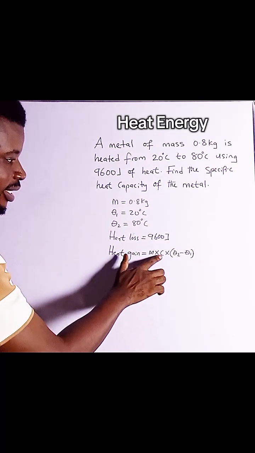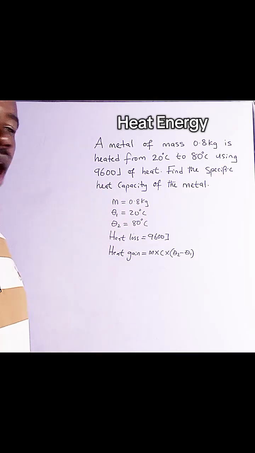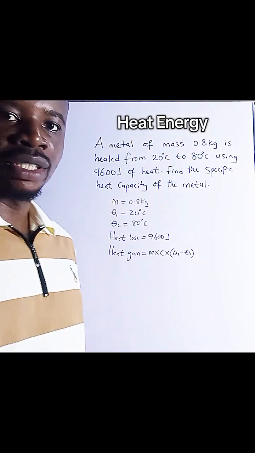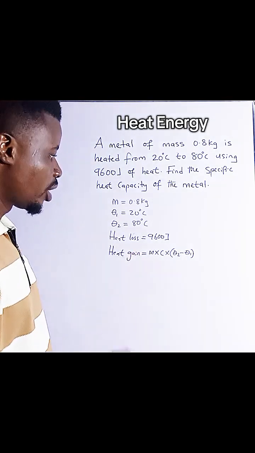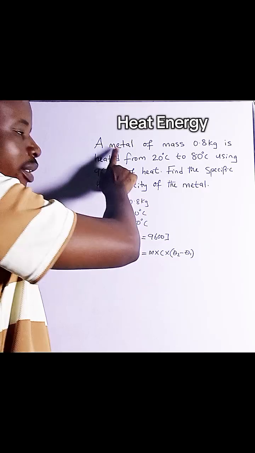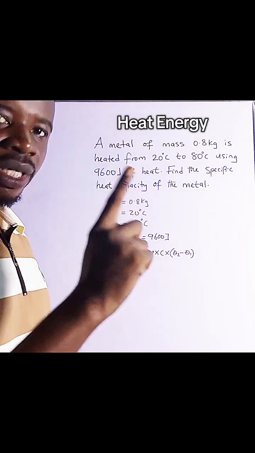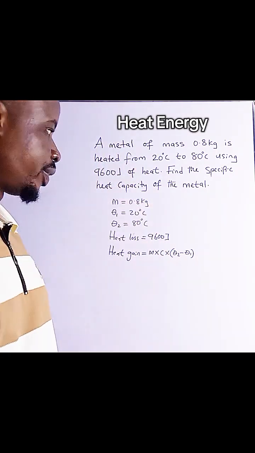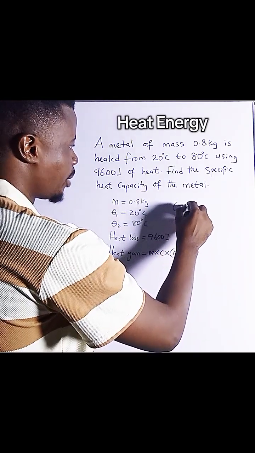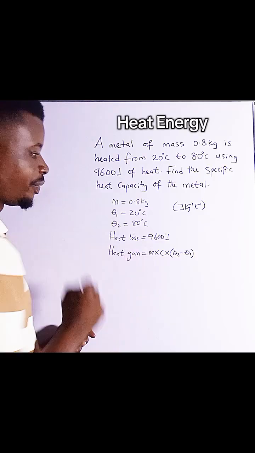Now, what is C? C is the specific heat capacity. And what does it stand for? It stands for the quantity of heat, or the amount of heat, needed to what? Raise the unit mass of a substance, in this case the metal, through 1 Kelvin. That means the heat required to raise 1 kilogram of the metal through 1 Kelvin. And its unit is in what? Joules per kilogram per Kelvin. That's the unit of specific heat capacity.